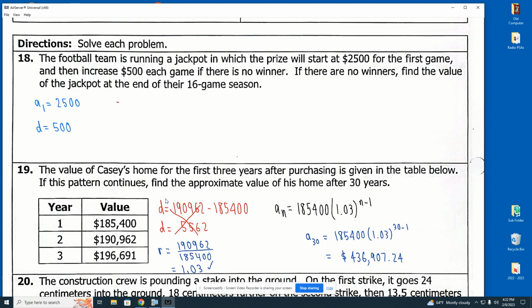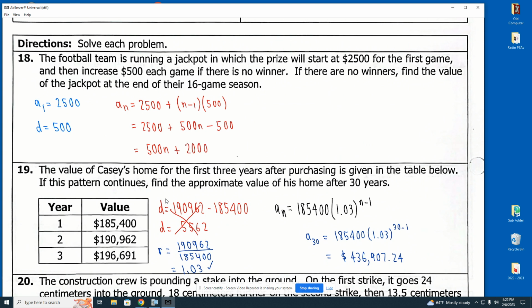So here's my equation. A sub n equals A sub 1, 2,500, plus n minus 1 times my d value, which we just said was 500. So we've got 2,500 plus 500 times n is 500n, and 500 times negative 1 is minus 500. So if I simplify this, here's my equation: 500n plus 2,000.